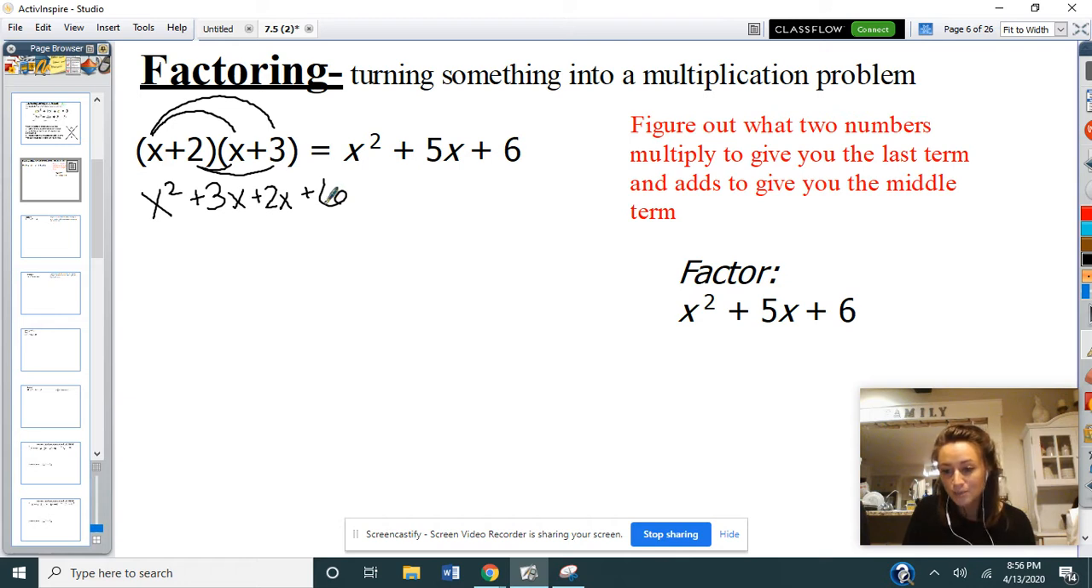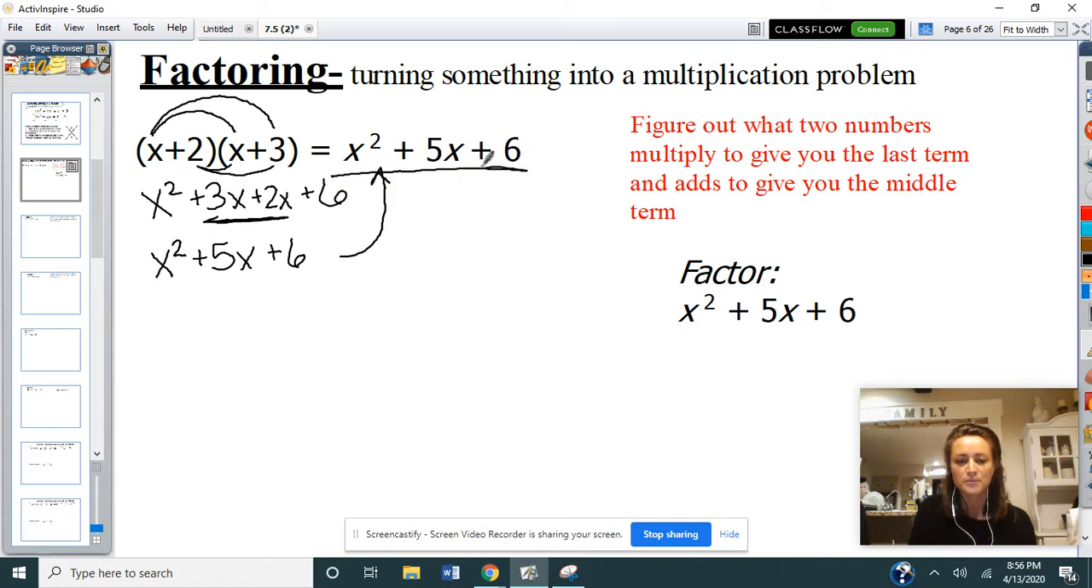And then the last step, which you guys should already know, is to combine like terms. So the middle terms can be combined. You bring down the x squared, because it has an exponent of 2 and no one else does, so you can't combine it with anything. And 3x plus 2x turns into 5x plus 6. And you can see that matches the answer here, right? So this turns into this. That is called multiplying, distributing, FOIL.